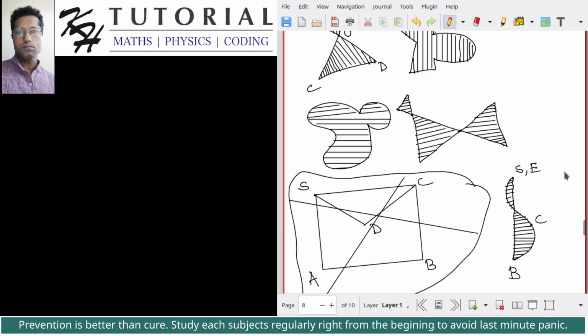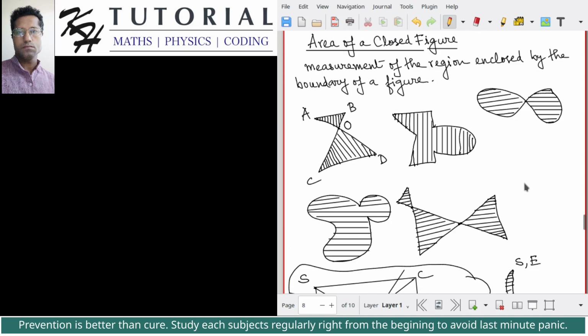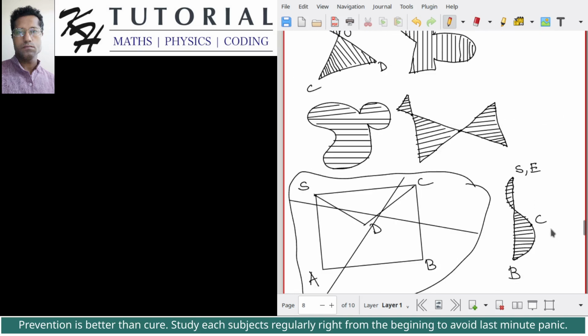Now, what is area? Area is the measurement of the region enclosed by the boundary of this figure.